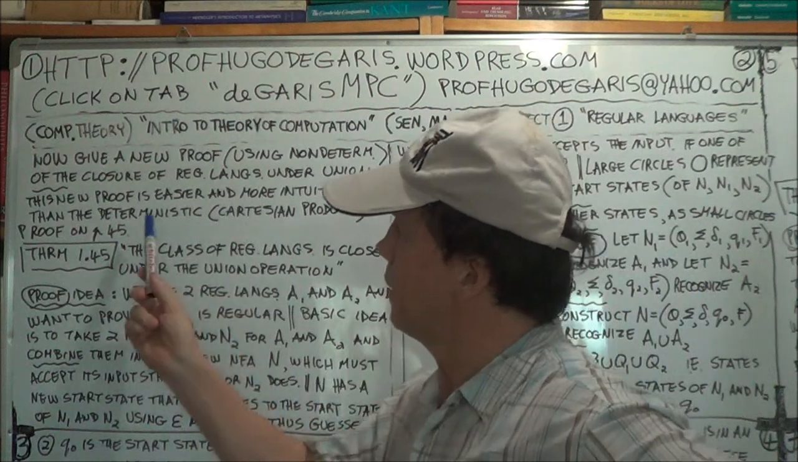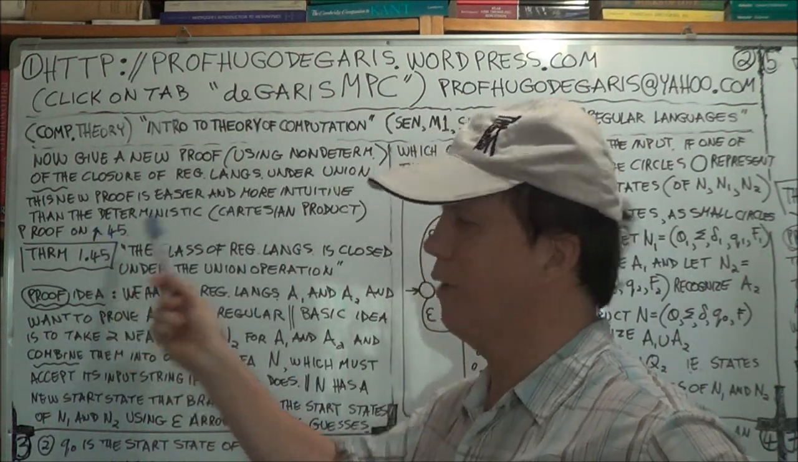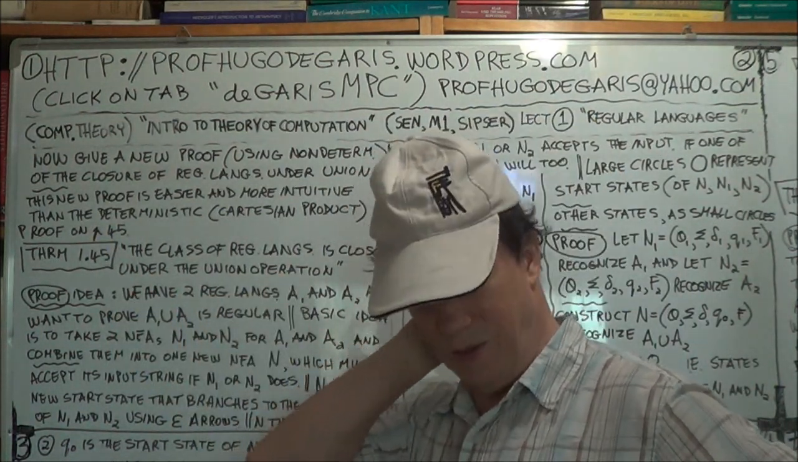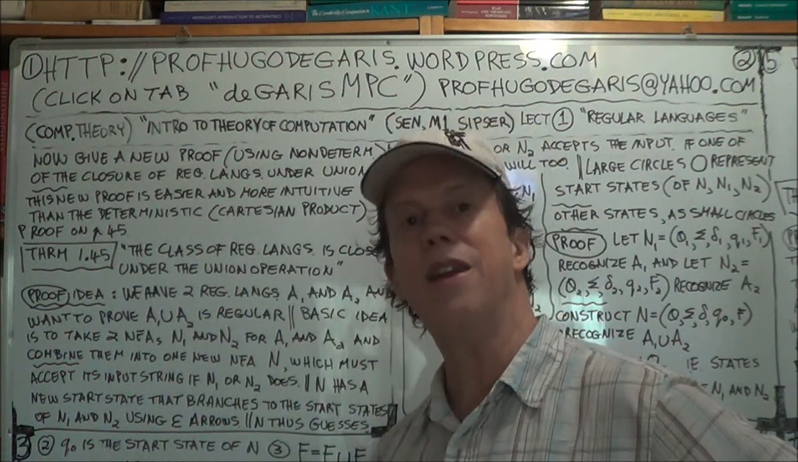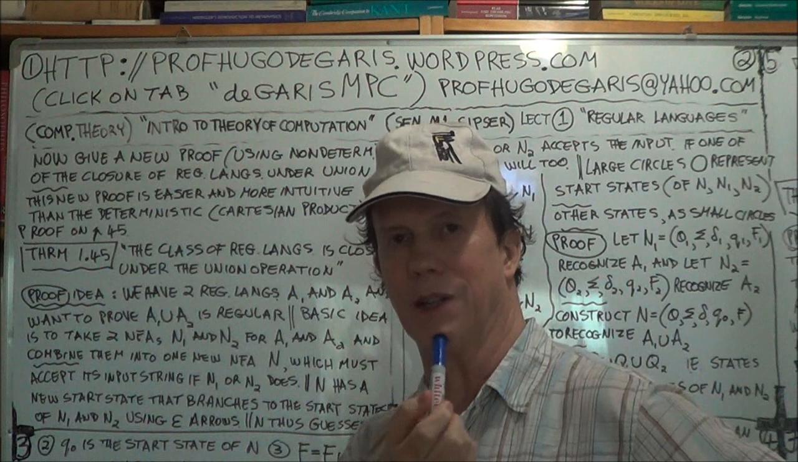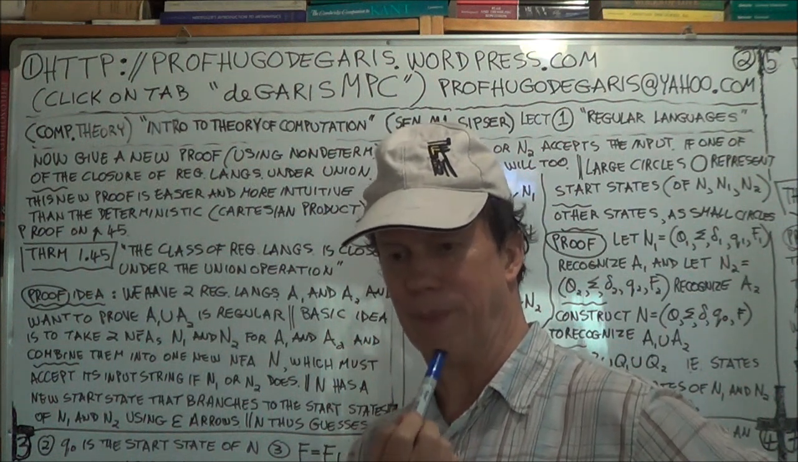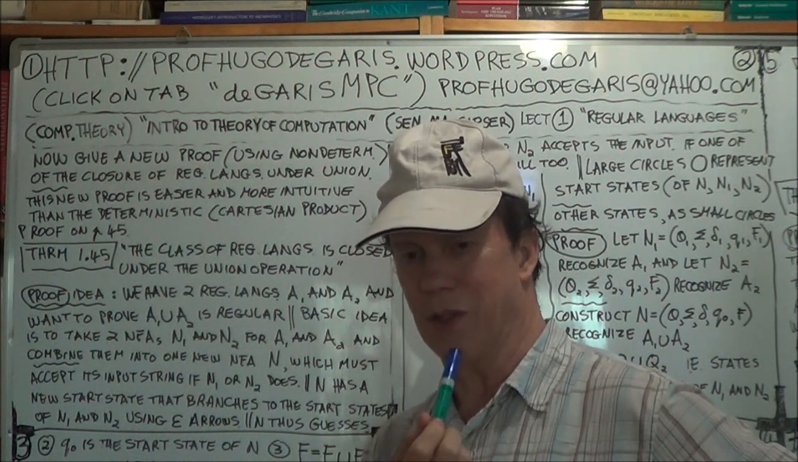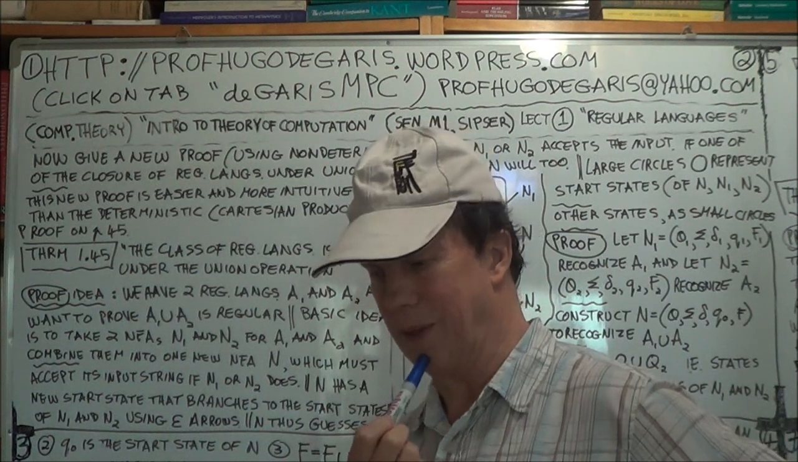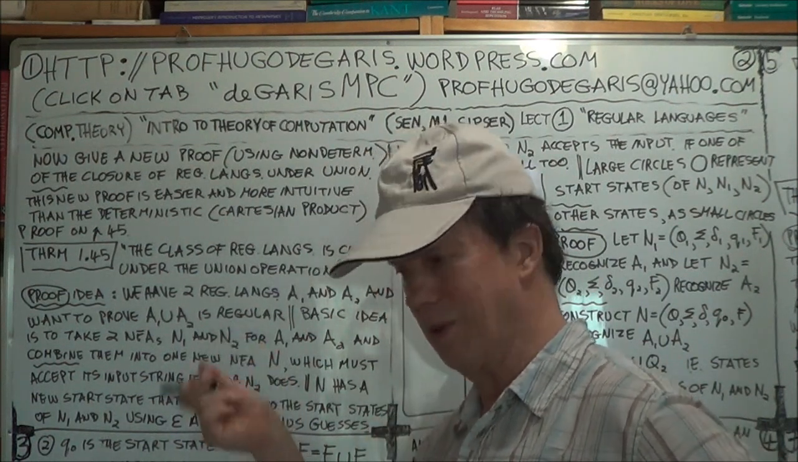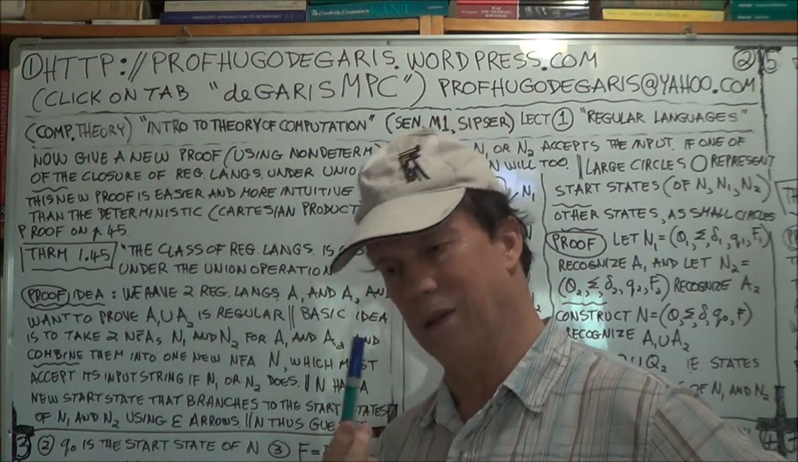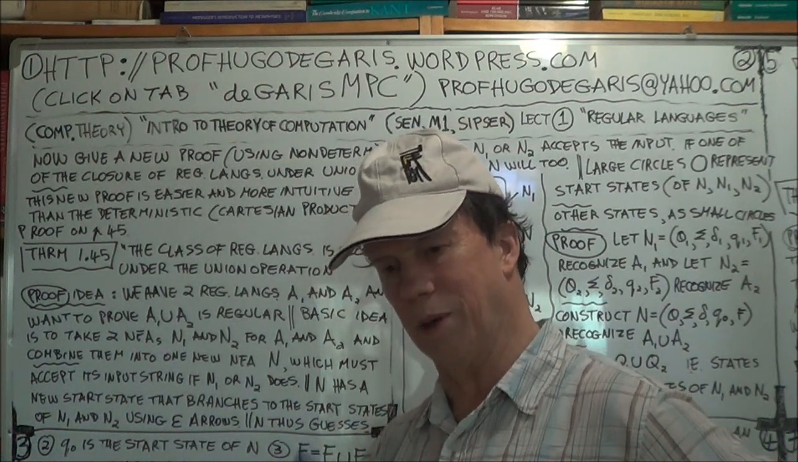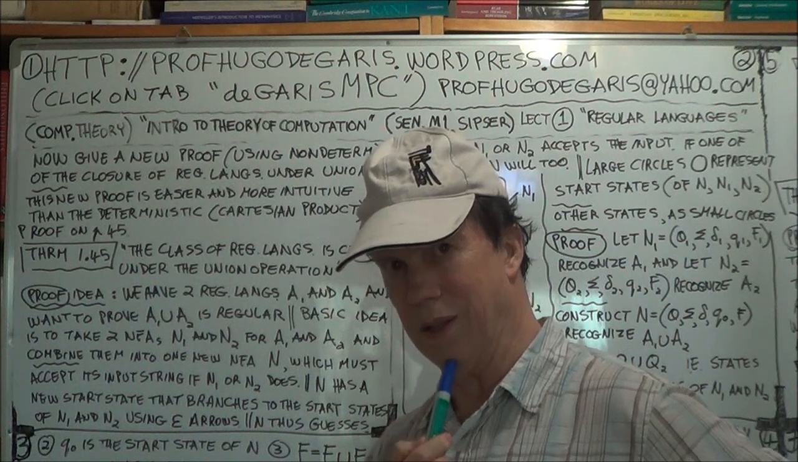So go back to, say, page 45. Have a look at the old proof we had, using the Cartesian product. And then once we've done this one using NFAs, non-deterministic finite automata, ask yourself which of the two approaches is easier. And that's one of the major points of these three proofs: the NFA, the non-deterministic approach, is easier.